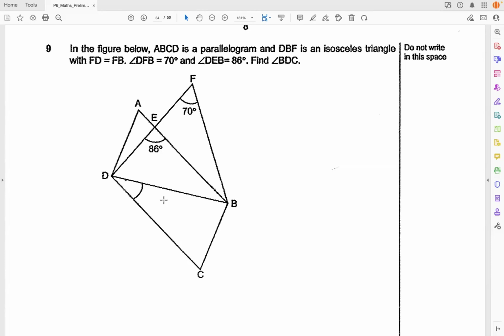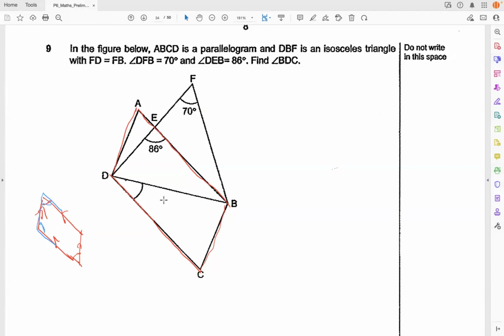So in the figure below, ABCD is a parallelogram. But I can tell you what to look out for whenever they tell you something is a parallelogram. They are basically telling you this: this angle is equal to this angle. They are telling you to look out for the U, where this angle plus this angle is 180. So these are the pieces of information you get from a parallelogram.